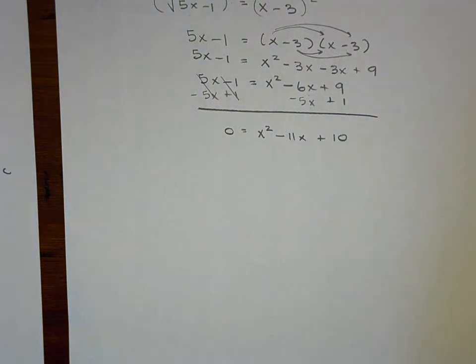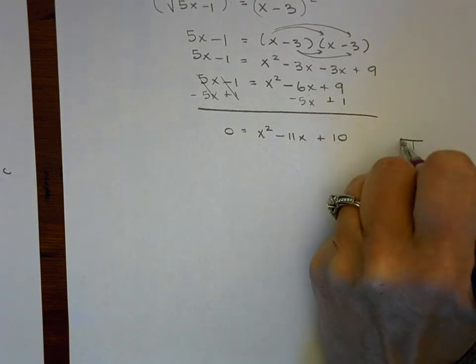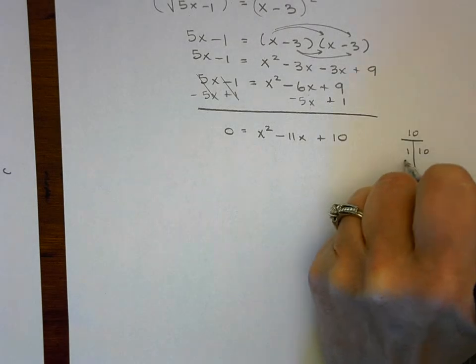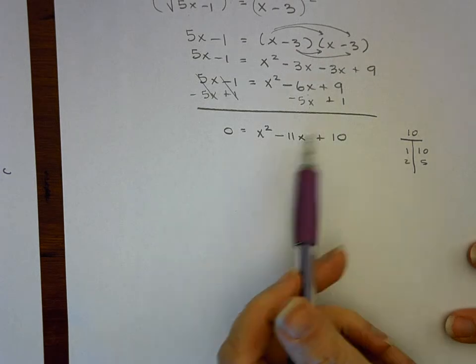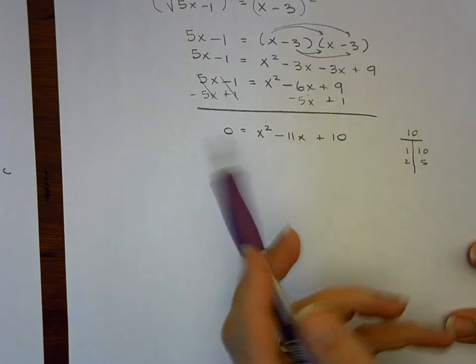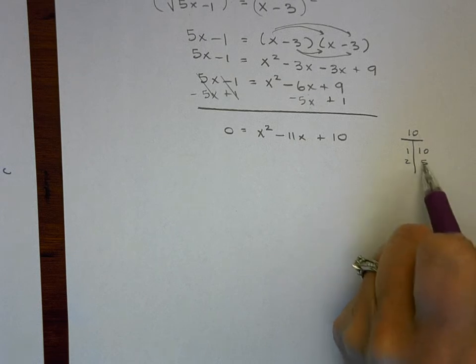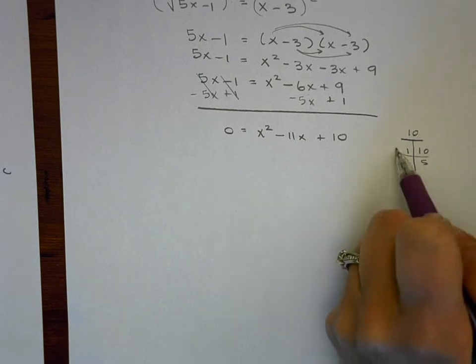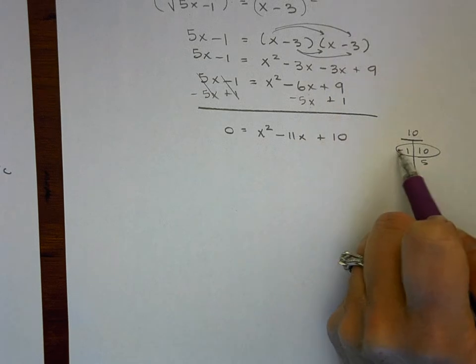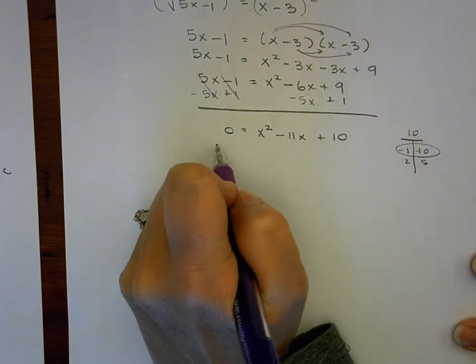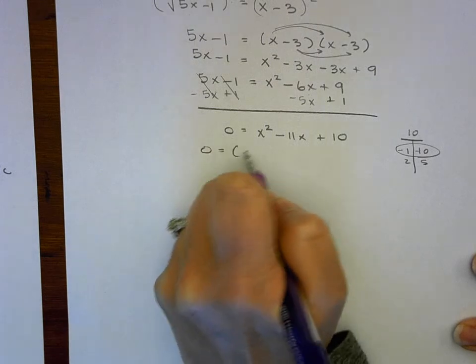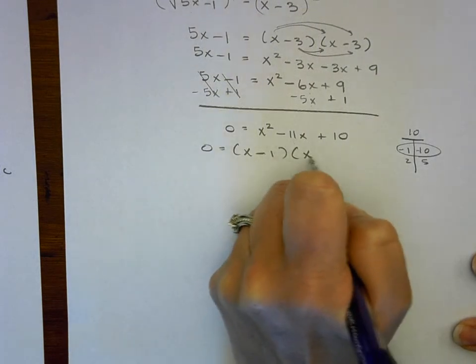And so now I need to factor this. So I'm going to think of numbers that multiply to 10. So 1 and 10 and 2 and 5. And which of those pairs will help me get the 11? 1 and 10 would. 2 and 5 won't, right? Because that's either 7 or 3 when I add them. And in order for it to be negative 11, they both need to be negative. And when I multiply, still gives me positive 10. So then this would be 0 equals x minus 1, x minus 10.